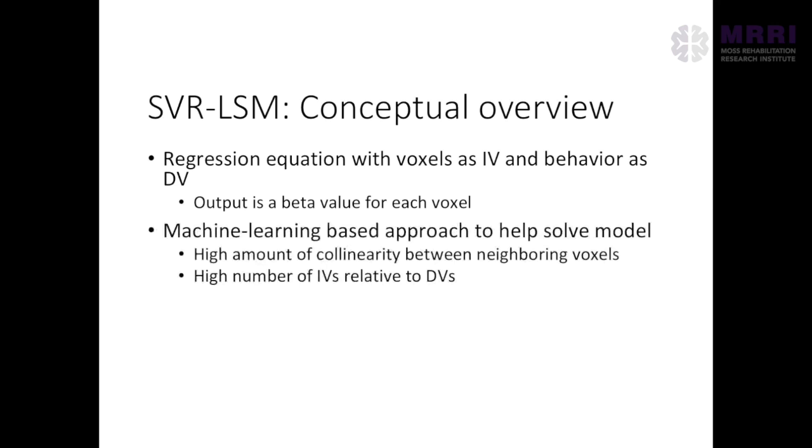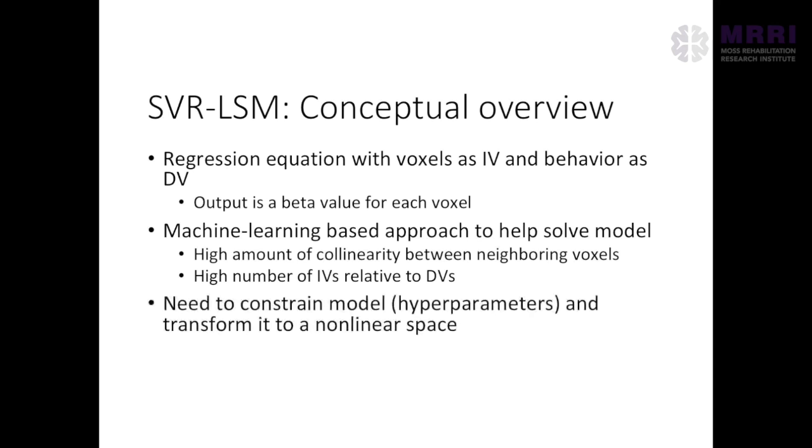Now, this model is really complicated for a number of reasons. One is because of the high collinearity between neighboring voxels. As I mentioned before, there's a non-random distribution of where lesion voxels take place. So this means you have some relationship between those that are correlated, and you need to account for that when you're making your regression model. Another is that you have a high number of IVs relative to DVs, and this can create an unstable model. So what we need to do is use a machine learning approach to help us deal with these factors.